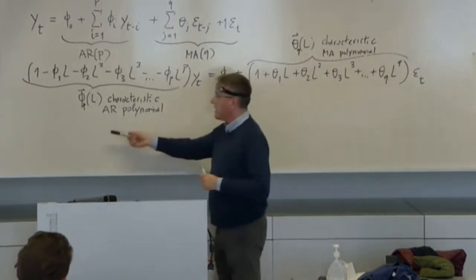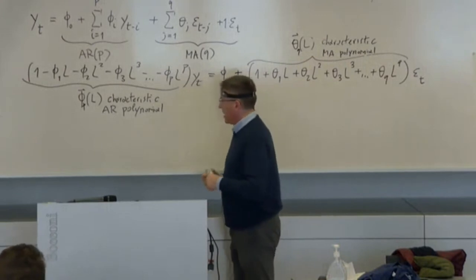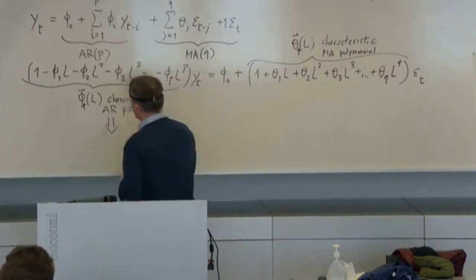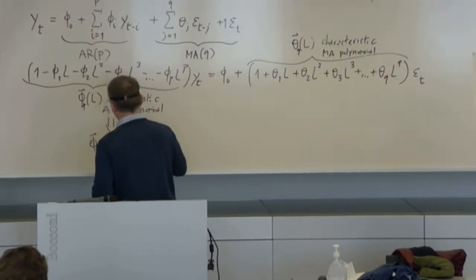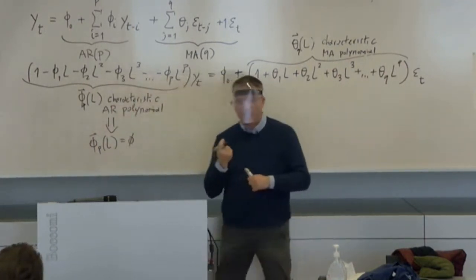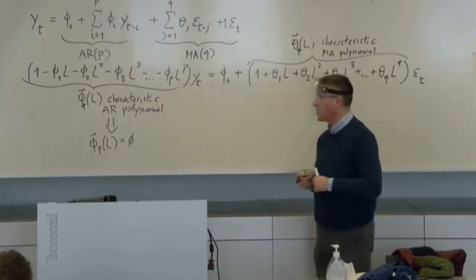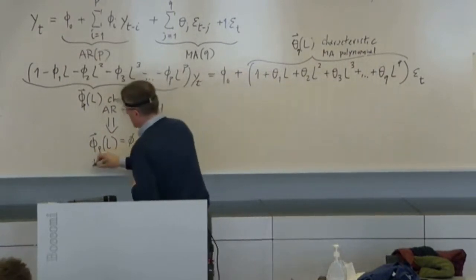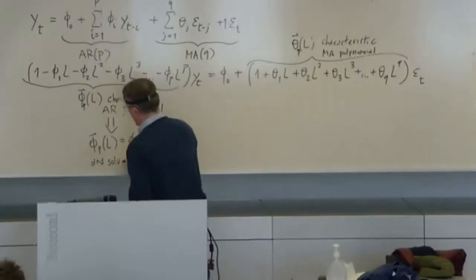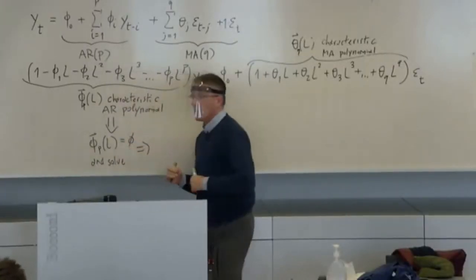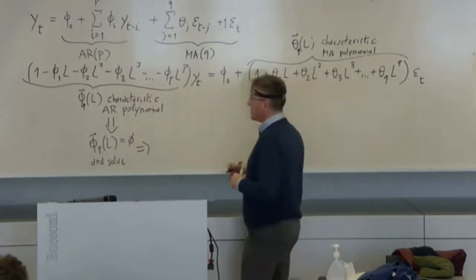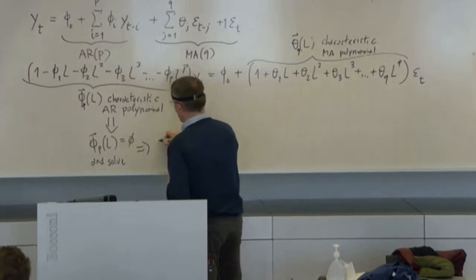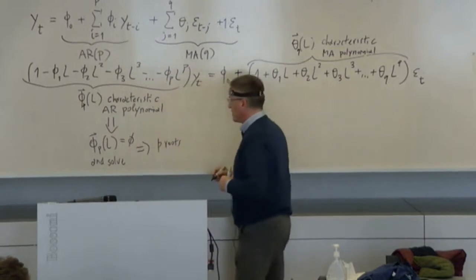Okay, here I will proceed in black again, because this is very important. You know that if you set phi P of L equal to 0, 0 is just a number, okay, it's a scalar 0, and you solve, the solution of this polynomial equation gives P roots. The roots are the solutions, very simple.